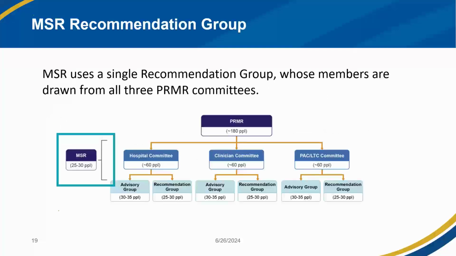So we already discussed the recommendation groups for the PRMR committees. The MSR recommendation group is a little bit different in that it takes the people that are already in these other committees, it takes a subset of those. And there is a 25 to 30 recommendation group total for this process. It's not as large as primer, but it's a subset of those same groups. Next slide.